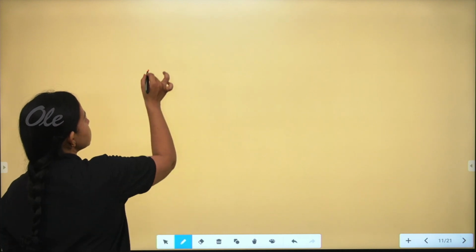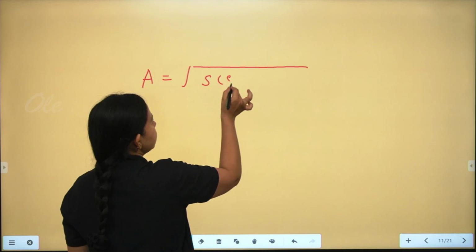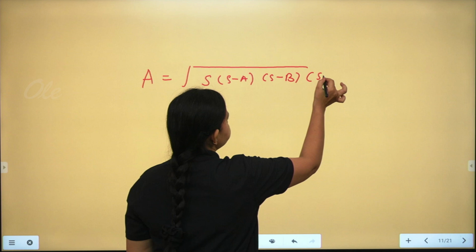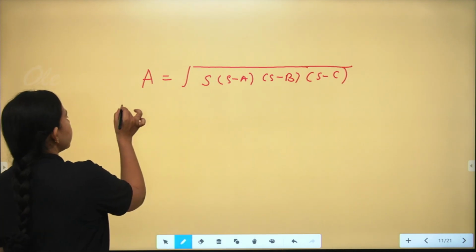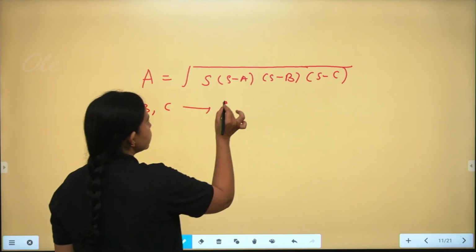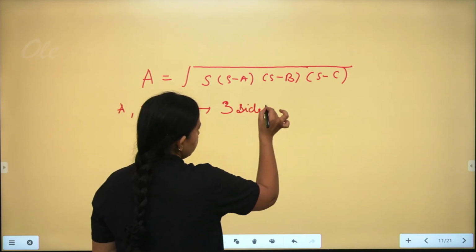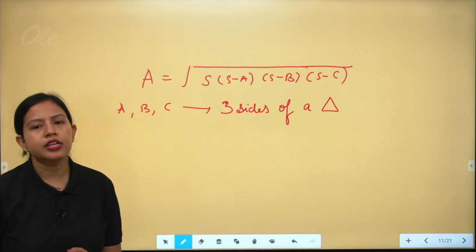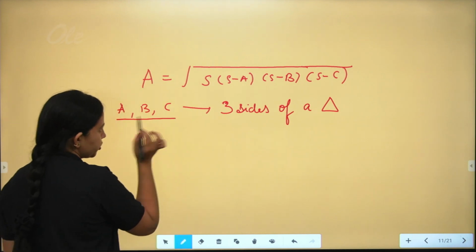As we know, the formula says A equals under root S, S minus A, S minus B, S minus C. Now you need to understand what A, B, C are over here. A, comma, B, comma, C are all the three sides of a triangle, any triangle. You can see over here, triangles, three sides. So A, B, C are the three major inputs over here.